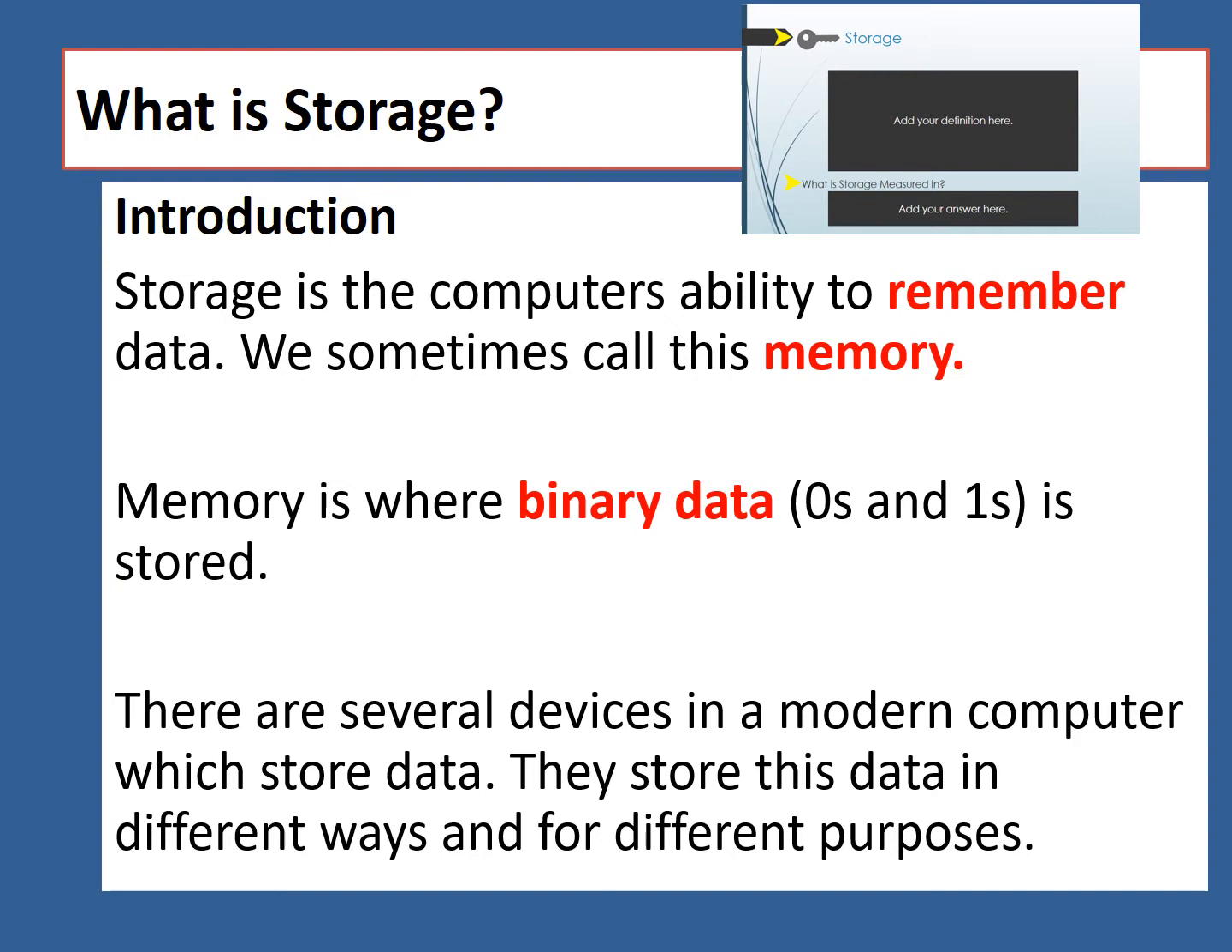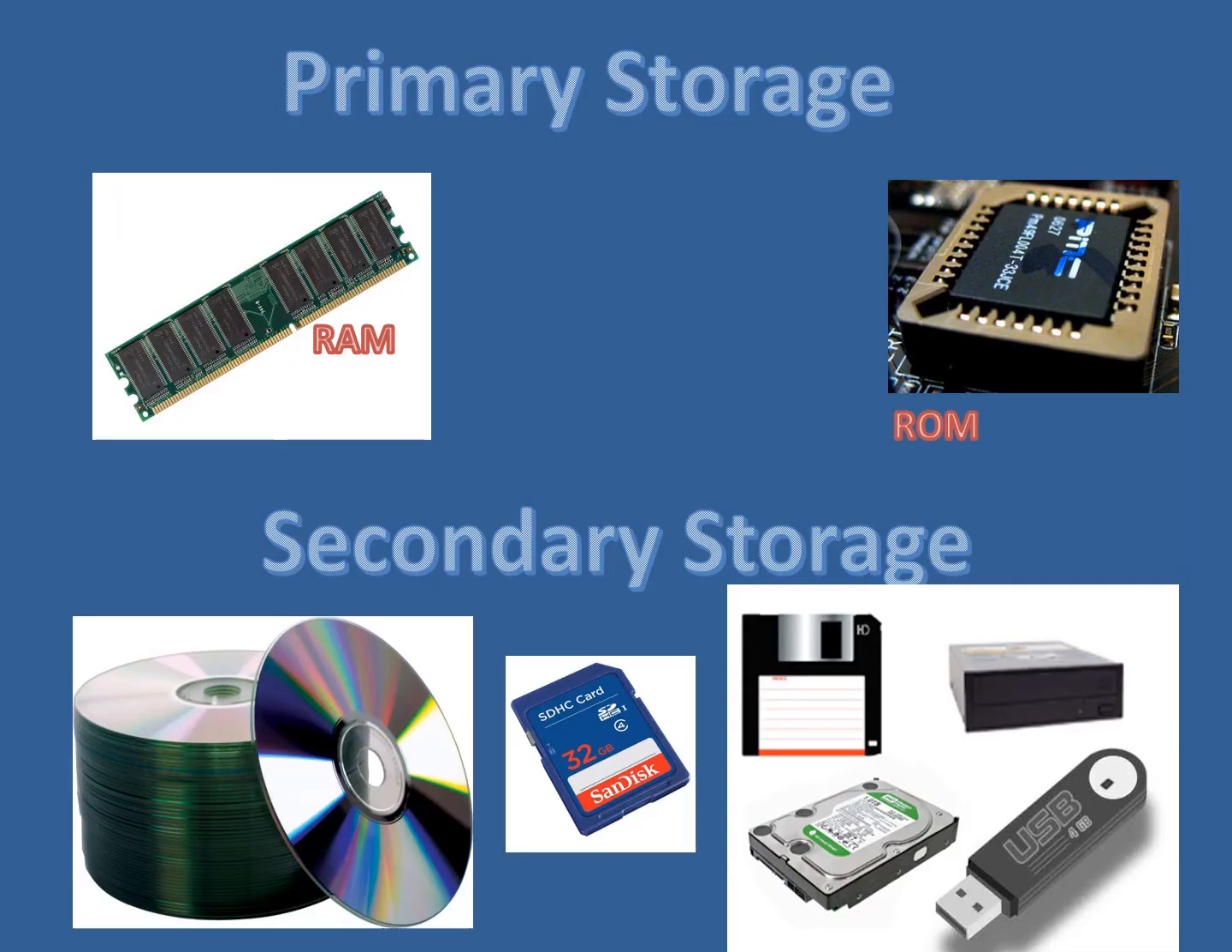Computers store data in different ways and for different purposes, and we're going to have a look at some of these. Now let's have a look at the two different types of storage. First of all, primary storage is RAM and ROM. We can find this inside the computer, usually attached to the motherboard. Secondary storage is storage which is outside of our computer, such as USBs, CDs, DVDs and memory cards.